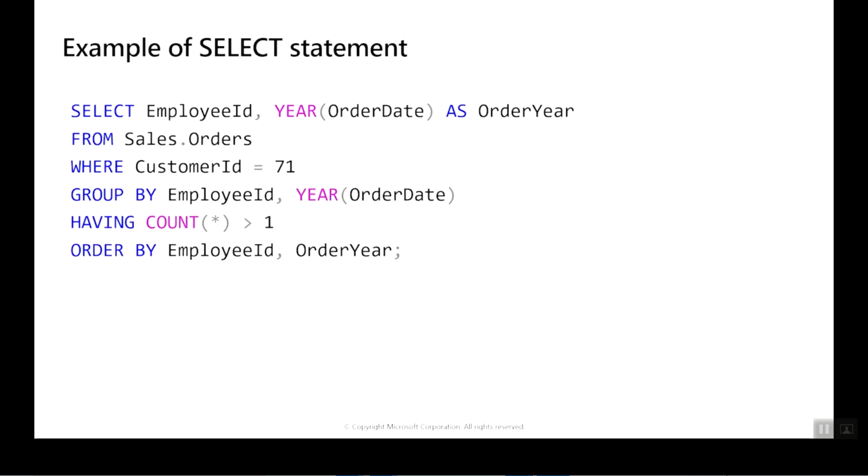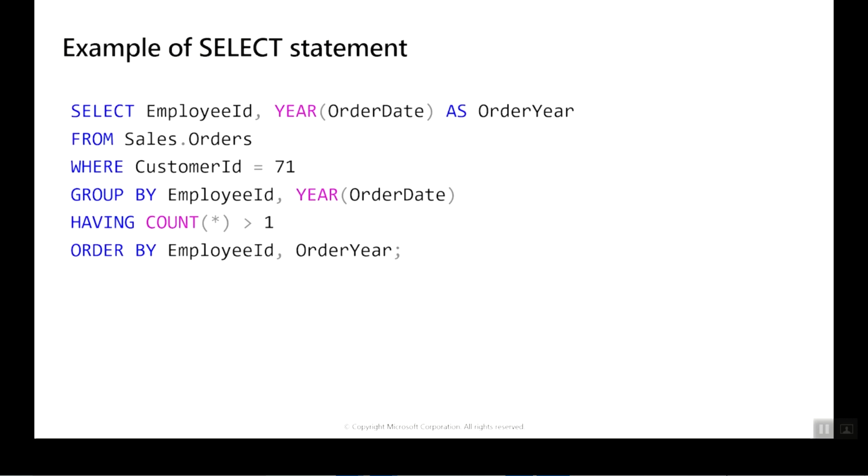Now, if we take a look at an example of a select statement, in basic English, this statement is essentially saying find the employees who served customer 71 at least once and rank them by the employee number. Now in SQL, what I want to do is retrieve data from the orders table in the sales database, and this is specified in the from statement. And the data I'm interested in are employee ID and the order year, which is specified in the select statement.